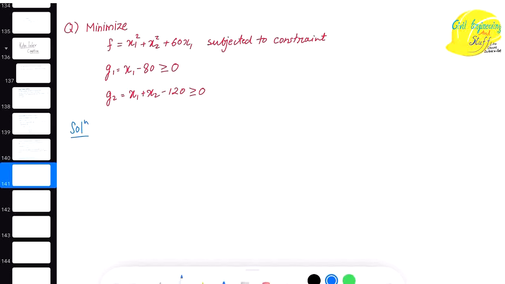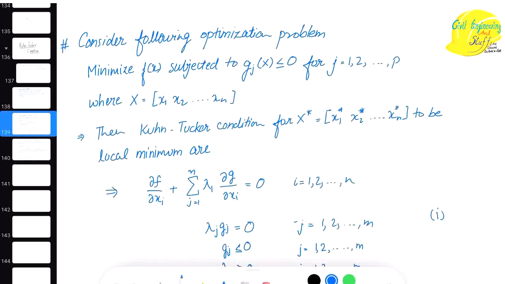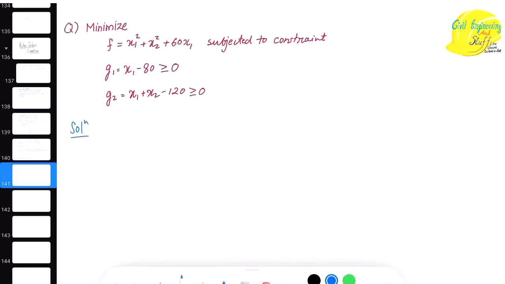First of all, we will apply the Kuhn-Tucker conditions. For that, we have to form the equation and partially differentiate it with respect to the number of variables that we have in our function. Let's say the equation is k, and it will have x1, x2, lambda 1 and lambda 2. Because we have two constraints, we are using lambda 1 and lambda 2. If we had another constraint, then we would have used lambda 3.